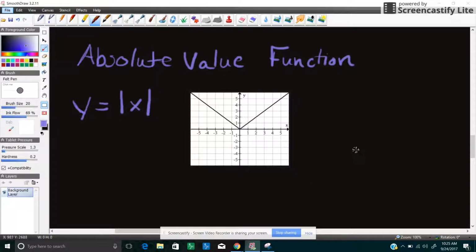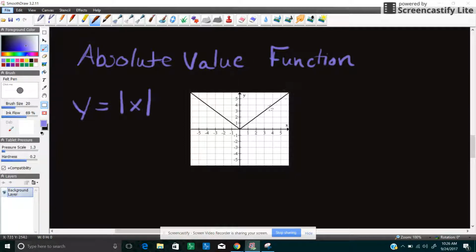Okay, so I'm going to talk a little bit about the absolute value function. It looks like this: y equals the absolute value of x, and when graphed, it has a V-looking shape. Just to go back a little bit, absolute value refers to the positive distance from something to zero. So on a graph, this is what this will look like.